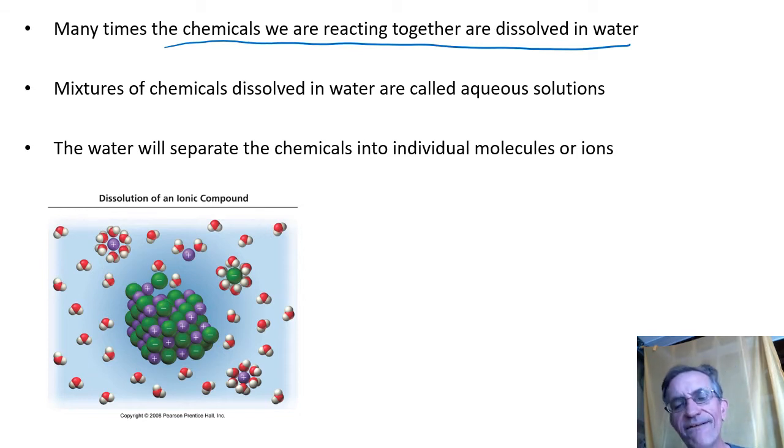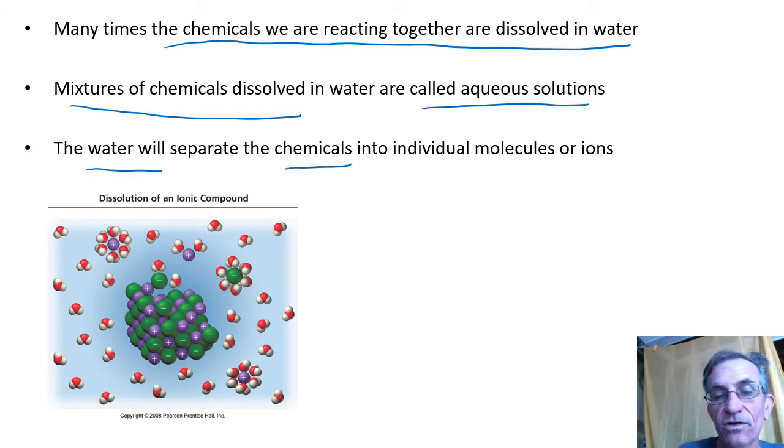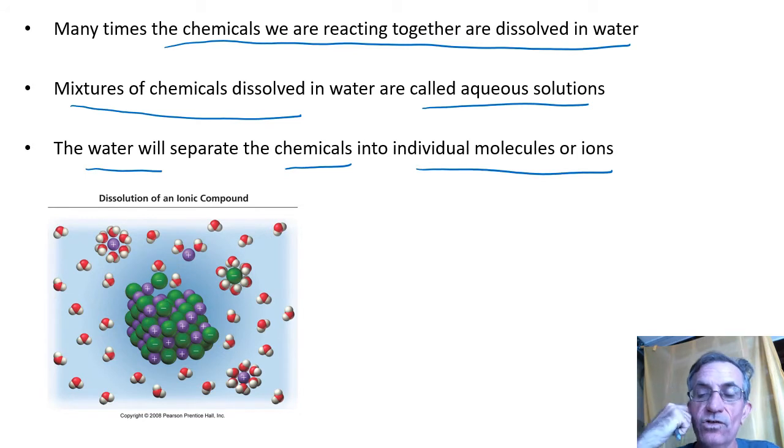Now, when we have things dissolved in water, mixtures of chemicals dissolved in water are called aqueous solutions. So when you dissolve chemicals in water, they're called aqueous solutions. What specifically is going to happen is water will separate the chemicals into individual molecules or ions. So water has this ability to break things up into individual ions.